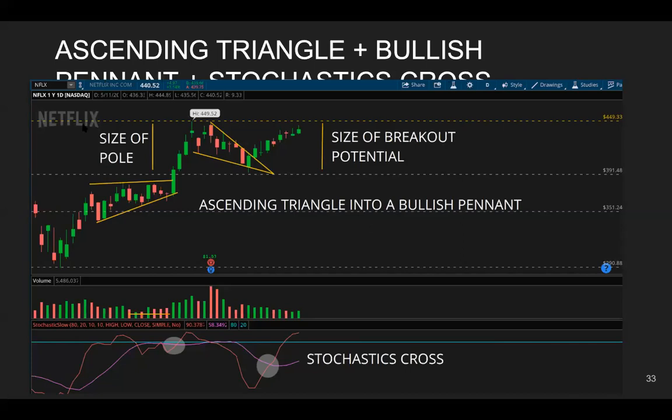Ascending triangle plus bullish pennant plus stochastic cross. You have the ascending triangle here breaking out, right? Do you see the distance from here to here and from here to here? It's generally the same, right? The distance from this support to the top of the pattern, and the breakout of the pattern to the next resistance up here. Is this the same distance? It is, right?